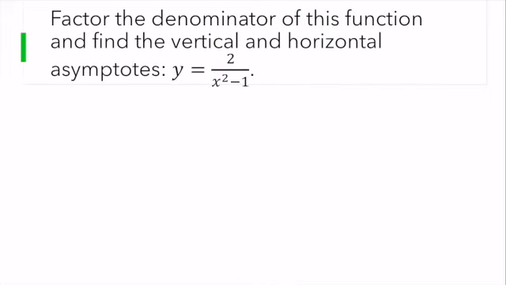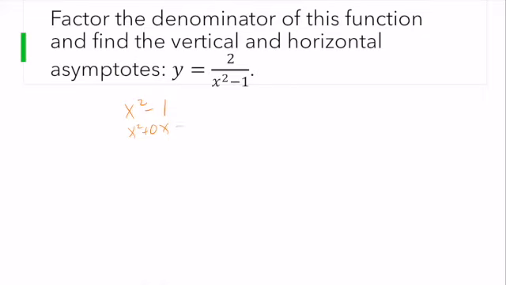Next, factor the denominator of this function and find the vertical and horizontal asymptotes. Now remember, you are given the asymptote rules, but you do need to know how to use them. So let's go ahead and factor our denominator. I have x squared minus 1. I'm going to rewrite this with a placeholder.